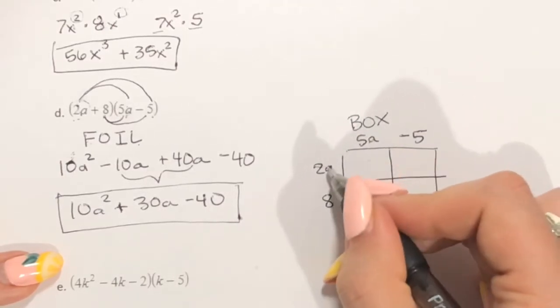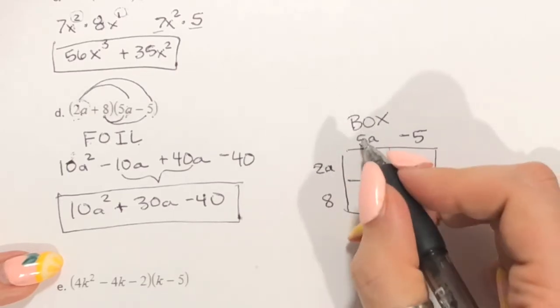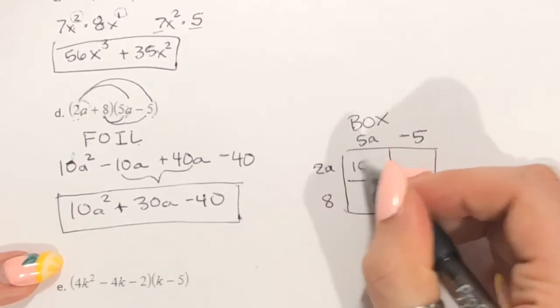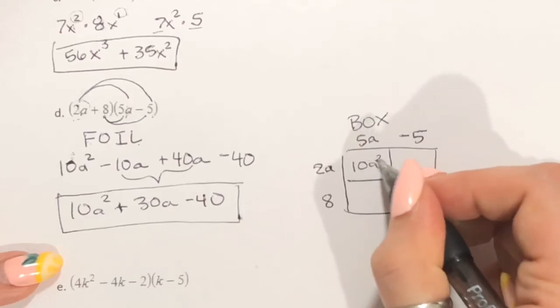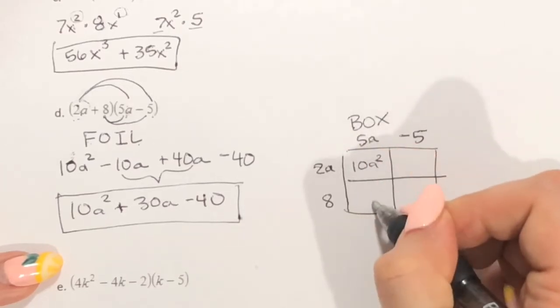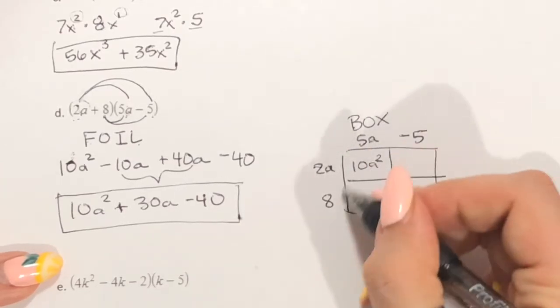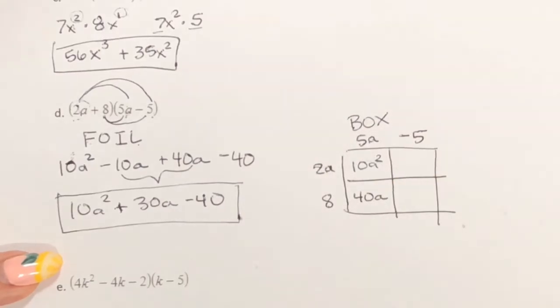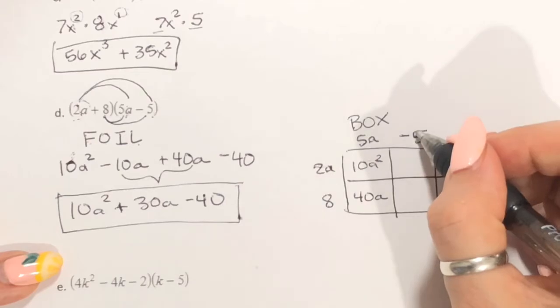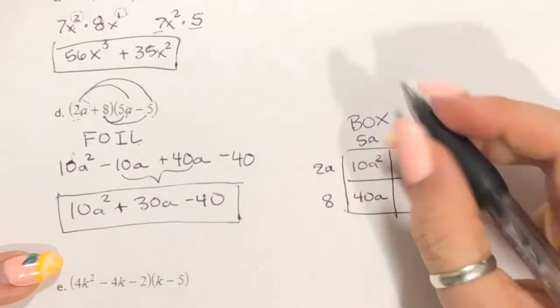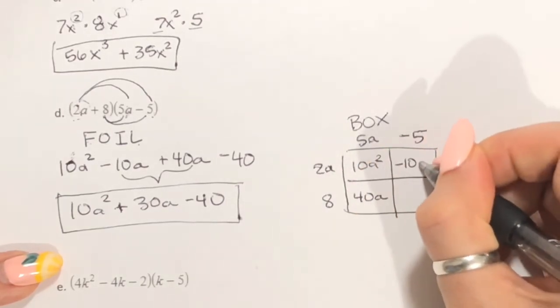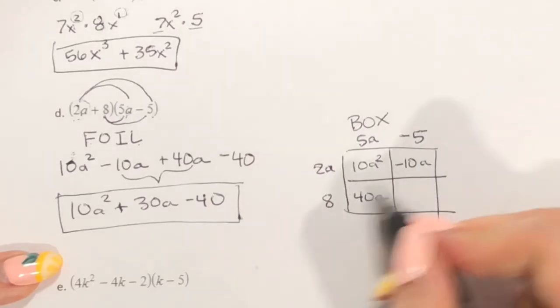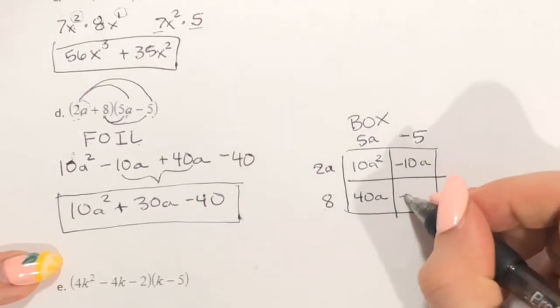So I'm going to do 5a times 2a goes in this box. Well, 5 times 2 is 10, and a times a is a squared. Now we're going to do this column times this row. So 5a times 8 is 40a. Now let's move over to this column. So negative 5 times 2a is a negative 10a. And then negative 5 times 8 is negative 40.